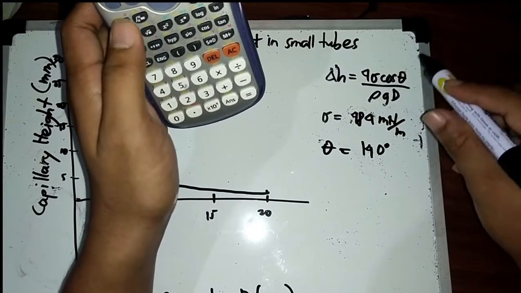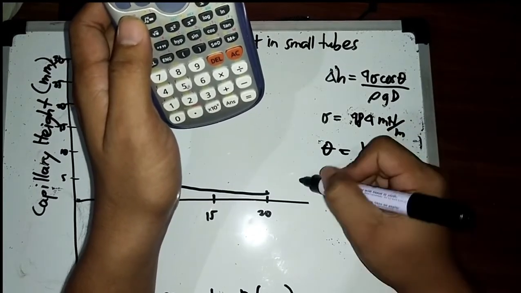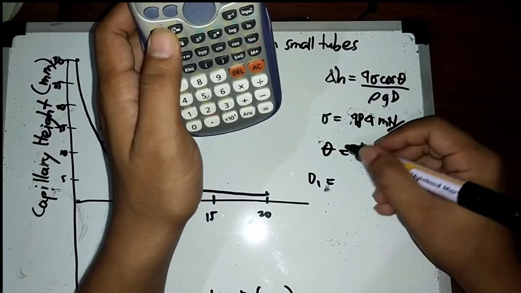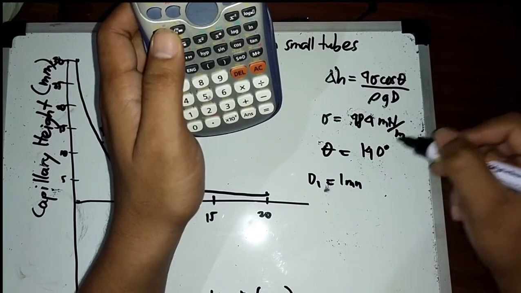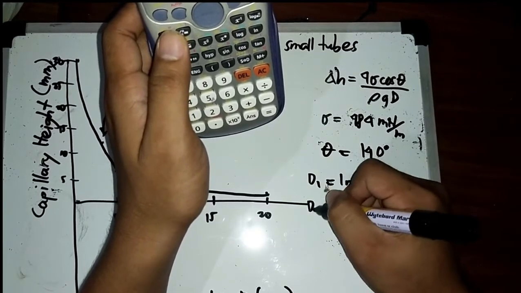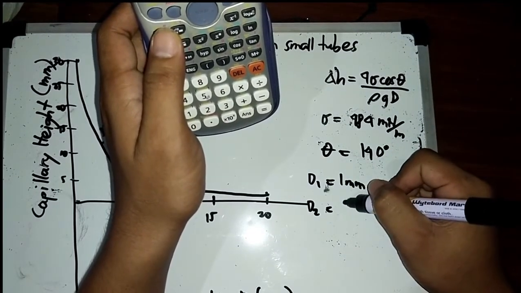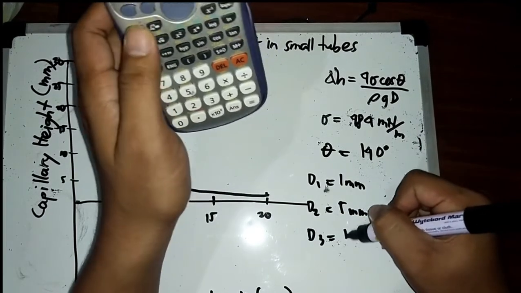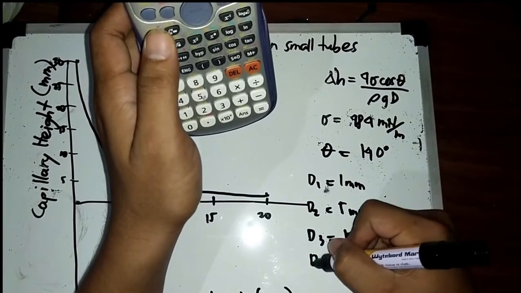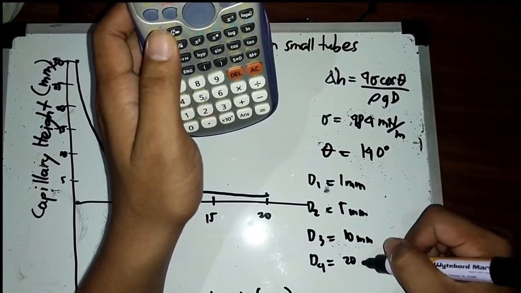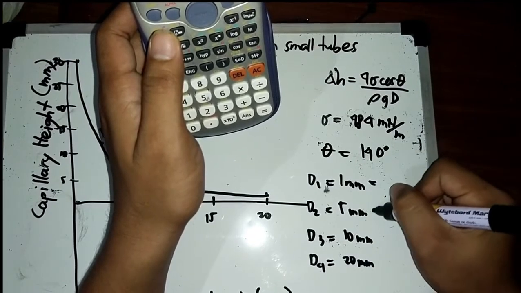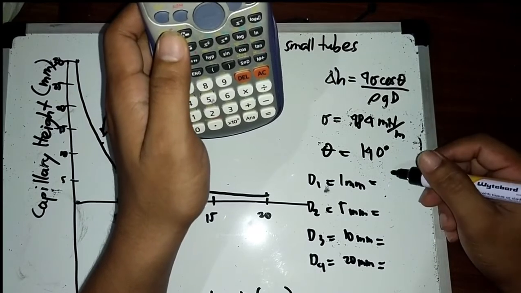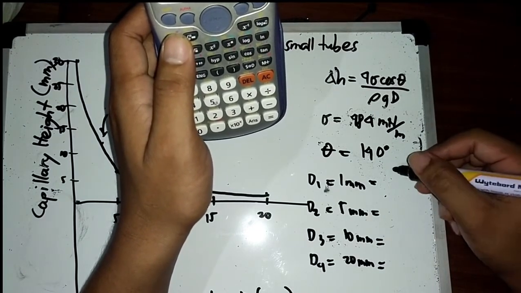For diameter 1, we will use just 1 mm. For D2, 5 mm. For D3, 10 mm. For D4, we will use 20 mm. Okay, so what will be the elevation for each diameter?